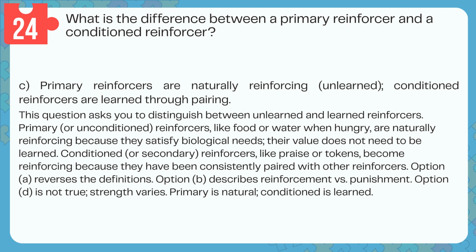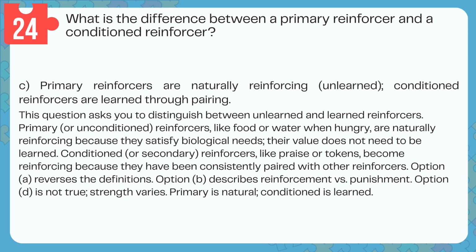Answer: C. Primary reinforcers are naturally reinforcing, unlearned. Conditioned reinforcers are learned through pairing. This question asks you to distinguish between unlearned and learned reinforcers. Primary, or unconditioned, reinforcers, like food or water when hungry, are naturally reinforcing because they satisfy biological needs. Their value does not need to be learned. Conditioned, or secondary, reinforcers, like praise or tokens, become reinforcing because they have been consistently paired with other reinforcers.